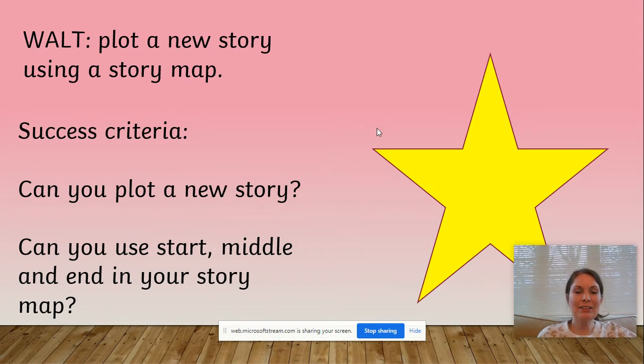So we are learning to plot a new story using a story map. And to be successful today, we want to be able to plot a new story of our own and to be able to plot our story using a beginning, a middle and an end on our story map.